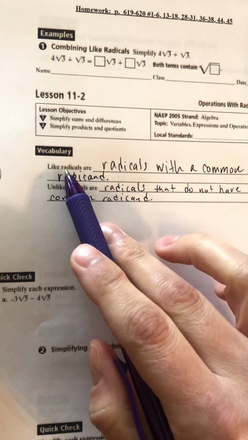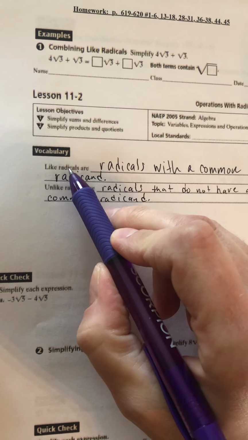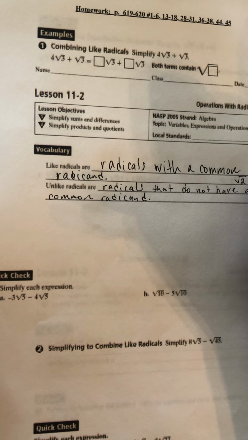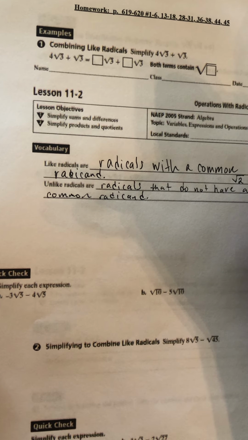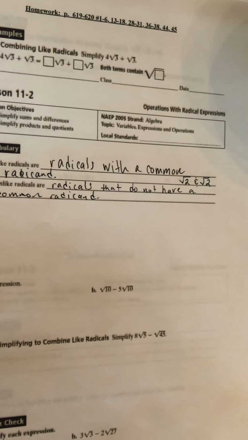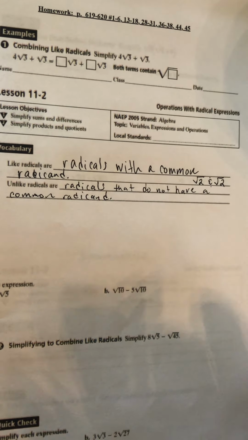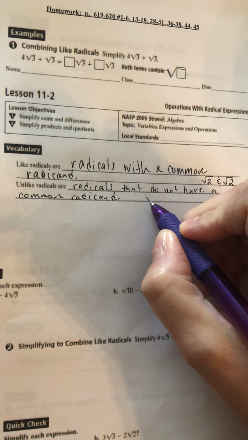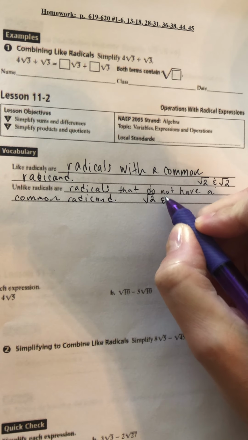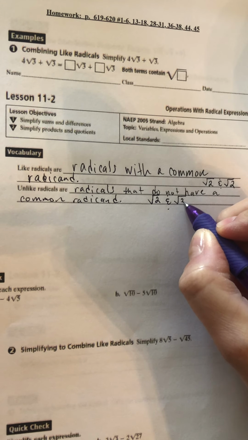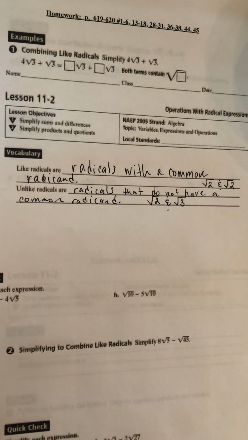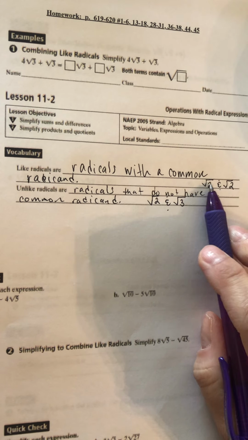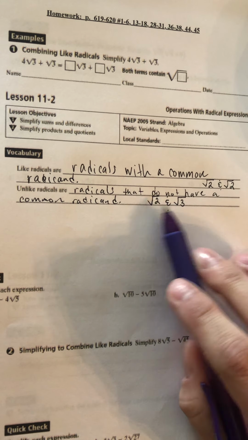An example of two radicals that would be considered like radicals would be root 2 and root 2. They both have a 2 for their radicand. An example of two radicals that are not like radicals would be root 2 and root 3, because they have different radicands. So I could add or subtract those two together, whereas down here I could not.